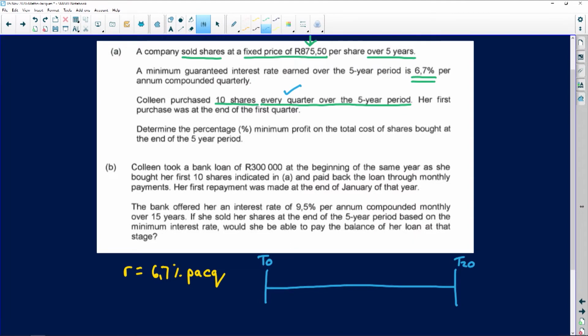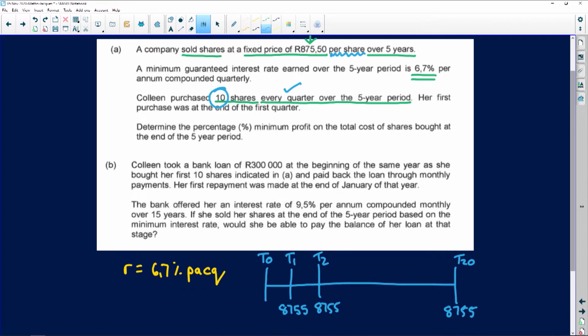Now remember, we're working with quarters, so my timeline needs to reflect quarters. They told us the fixed price per share is 875.50. She bought 10 every time, so her first purchase cost her 8,755 Rand. And so did the second purchase, 8,755. And she continued to purchase right up to the end of the 5-year period.